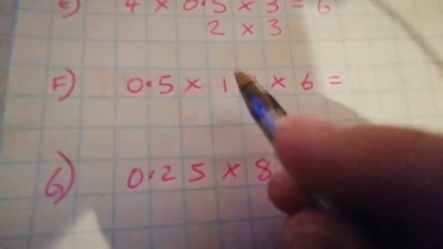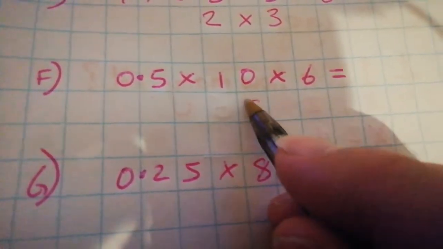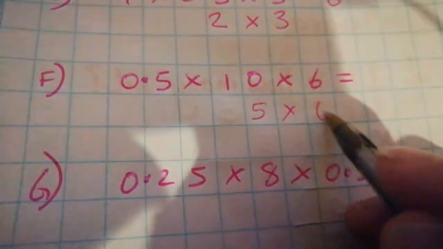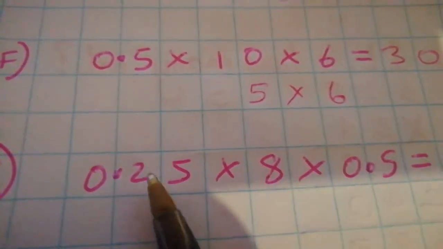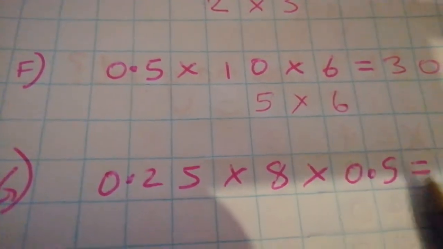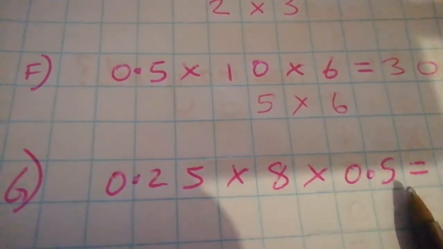That's right. You could go either way here, but I've chosen to just do it in the order. 1/2 times 10 is 5. And 5 times 6, we know our table, so that's going to be 30. Finally, I've got a 1/4 and a 1/2 in this. Oh my word.